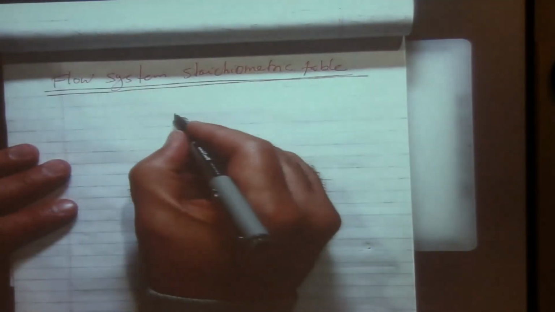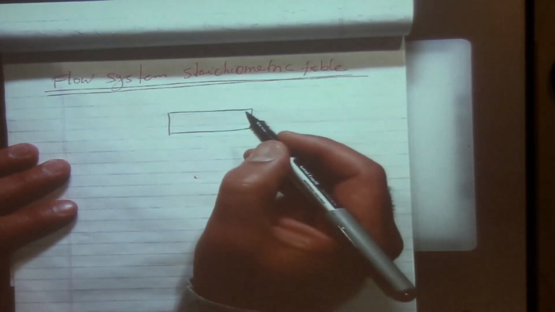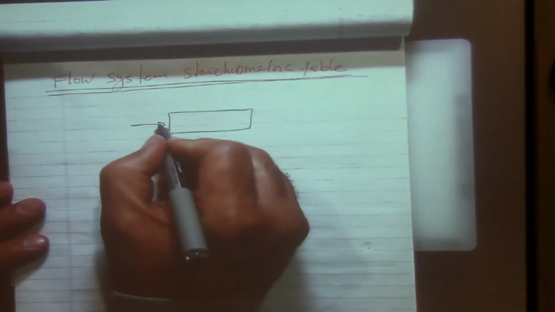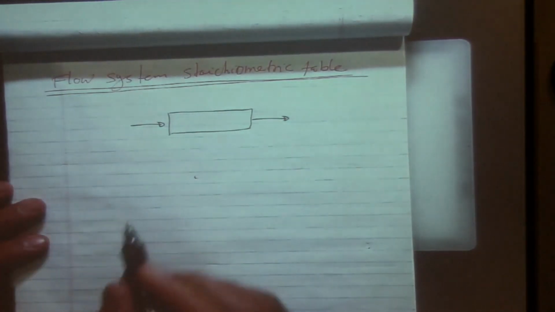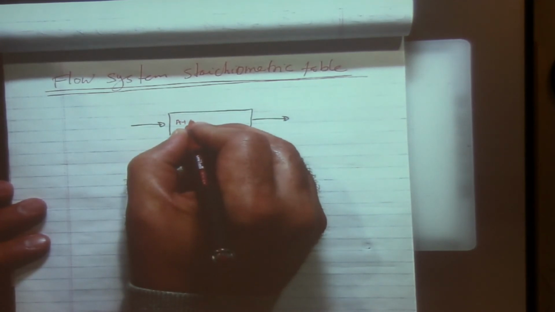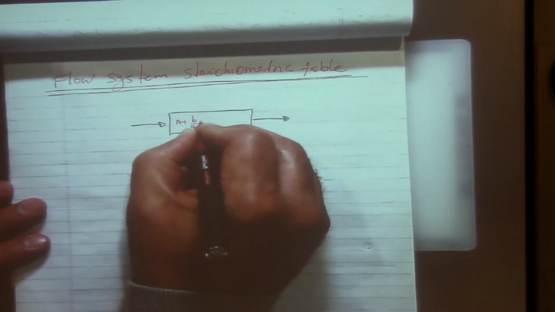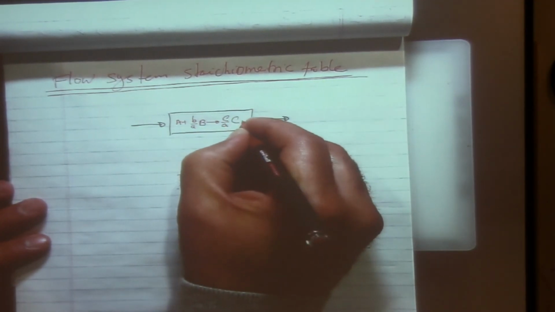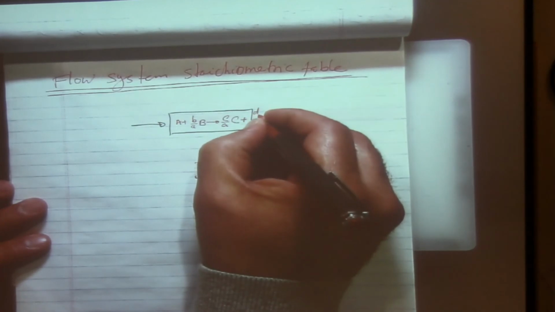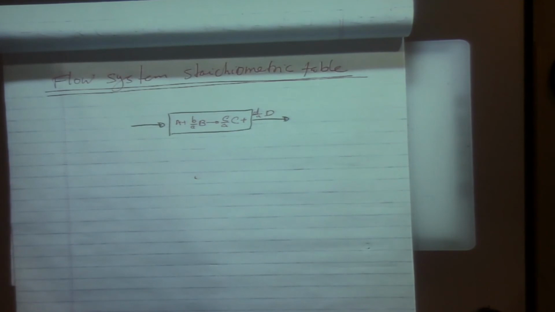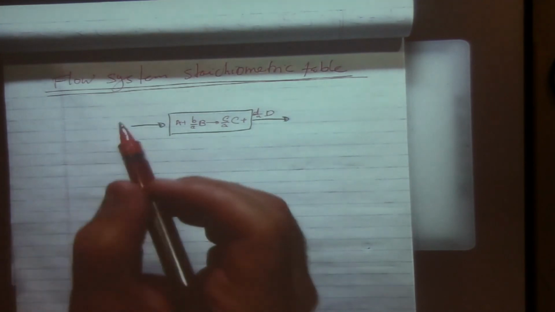Okay, so we have a reactor, any flow reactor that can be plug flow or CSTR. So we have inlet and we have outlet. So let's assume that we have our famous reaction A plus B gives C plus D.